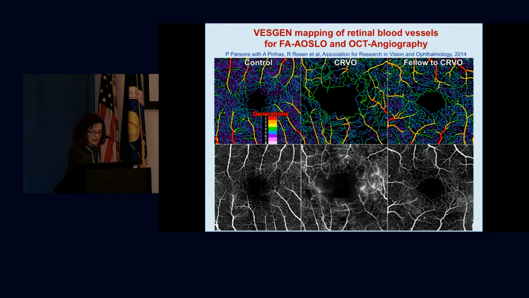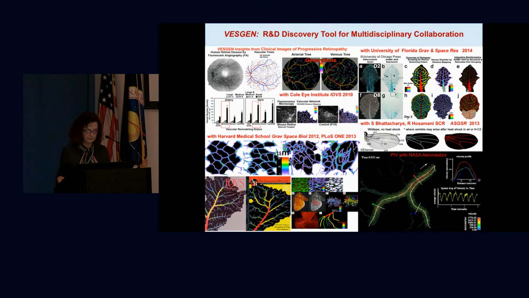So here we were able to work with Dr. Richard Rosen from Manhattan, a vitreoretinal surgeon, comparing a healthy subject to the left, the VESGEN analysis of the tree, compared to a central retinal vein occlusion, a very obstructive kind of event for that middle-aged patient, compared to his fellow eye, which actually we could measure was in a state intermediate between the normal, healthy, younger subject and that diseased eye.